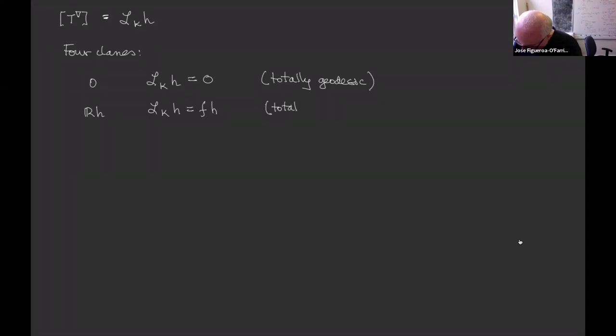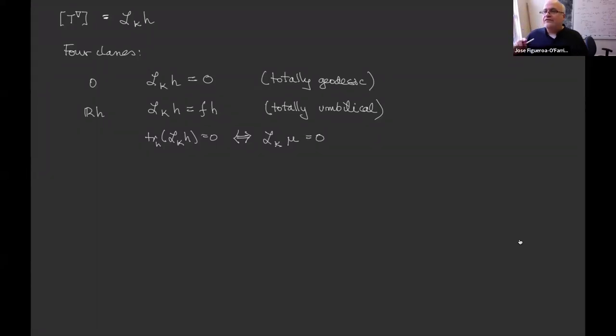This is analogous to totally umbilical, when the second fundamental form is proportional to the first fundamental form. Then there's the case where the traceless ones, so the trace of H is equal to zero. This is equivalent to saying that the Lie derivative of kappa along kappa of mu, and I haven't told you what mu is.